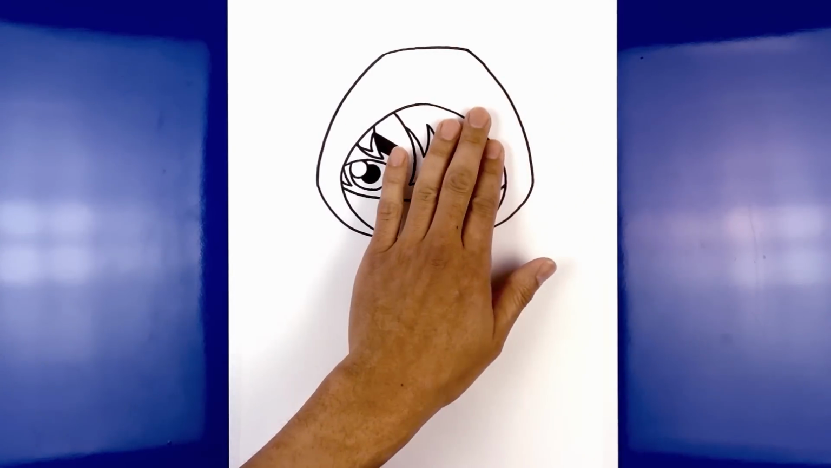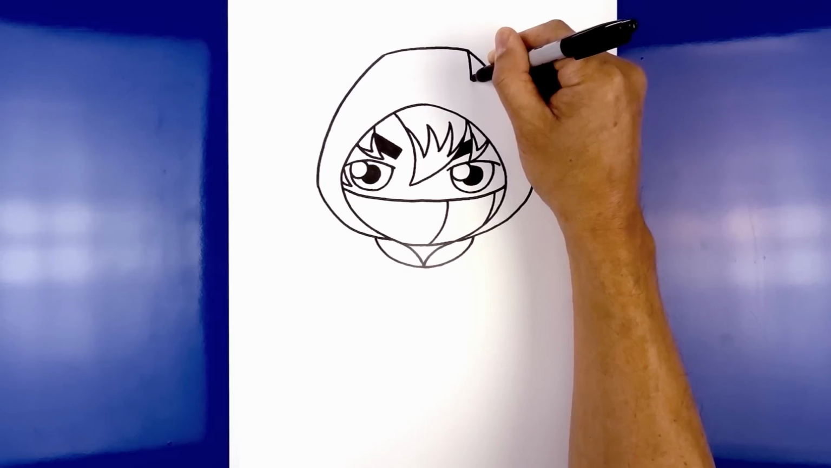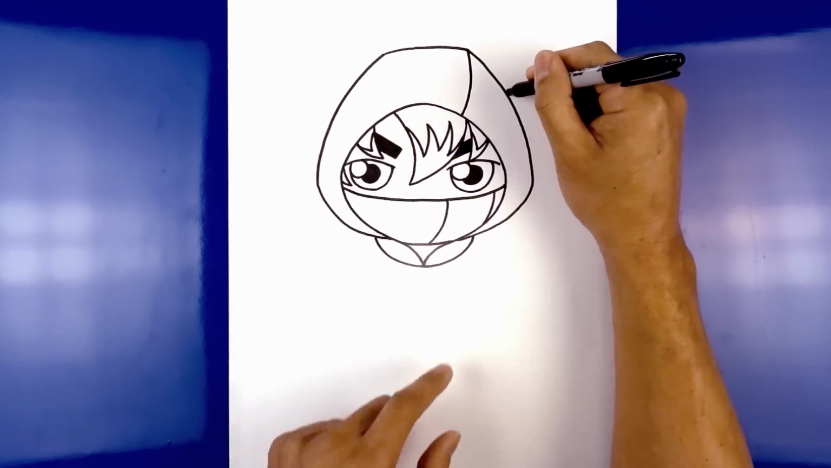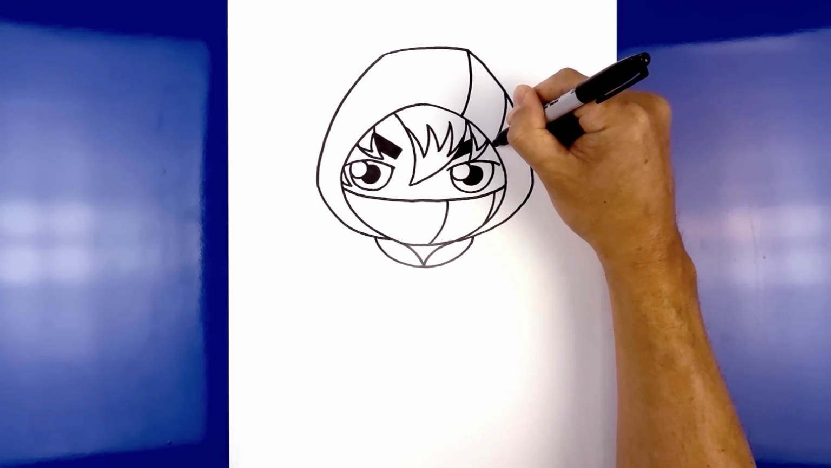Let's add that stripe over on the right side. Starting from this point at the top, come down, and we're going to hook that over towards the left, towards the edge of the hood. Now we're going to move out and draw that same curve, coming down, and then over towards the left.